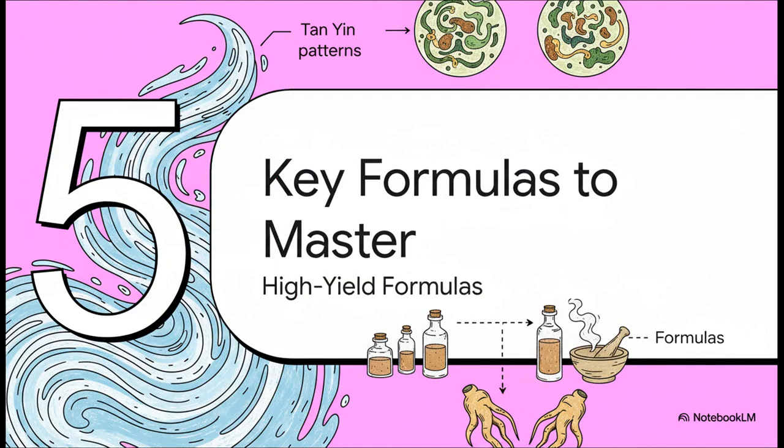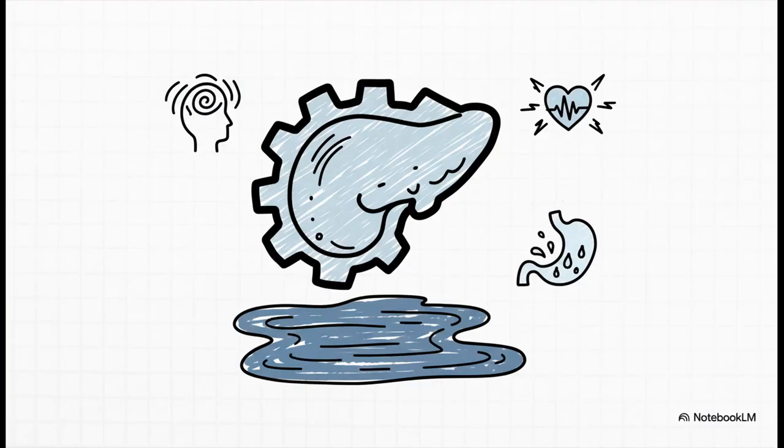All right, let's put that strategy into action. It's time for the main event: the high-yield formulas you're most likely to see on your boards. We're going to focus on 2 absolute classics that you just have to know. First up, Ling Gui Zhu Gan Tang. If you see a case of Tan with clear signs of spleen-yang deficiency, things like dizziness, palpitations, maybe even a splashing sound in the stomach, this is your go-to. Its whole job is to warm up that spleen and get the water metabolism engine running again.